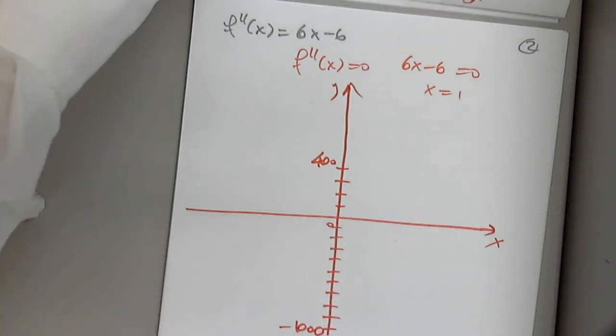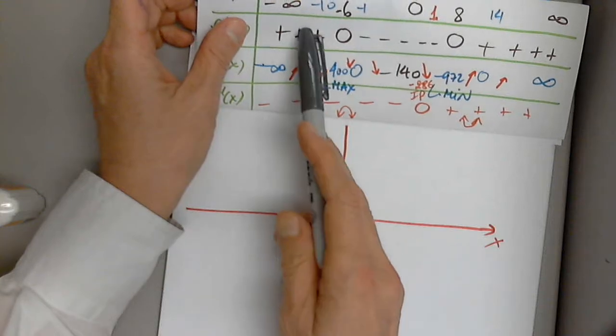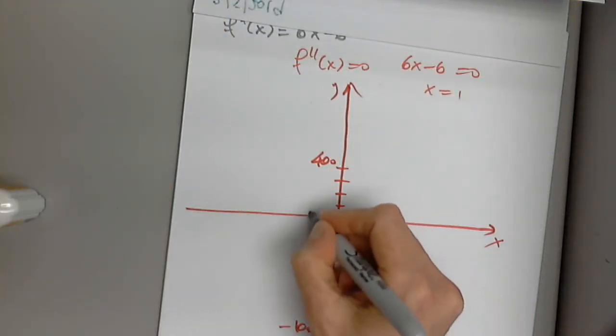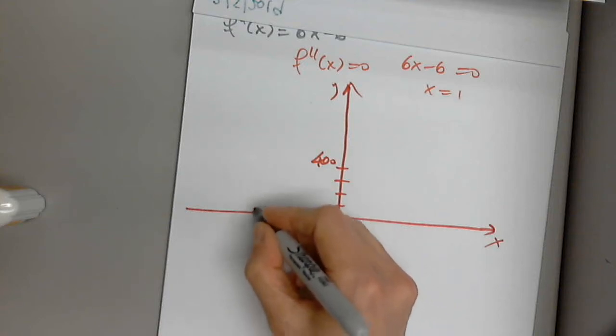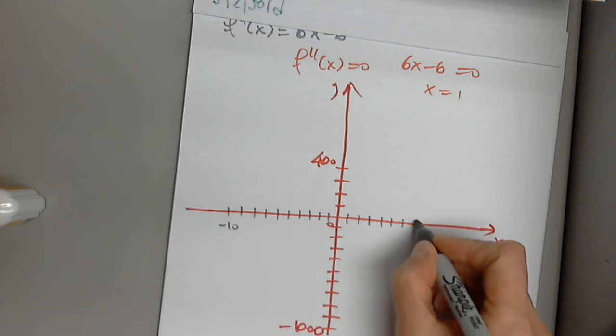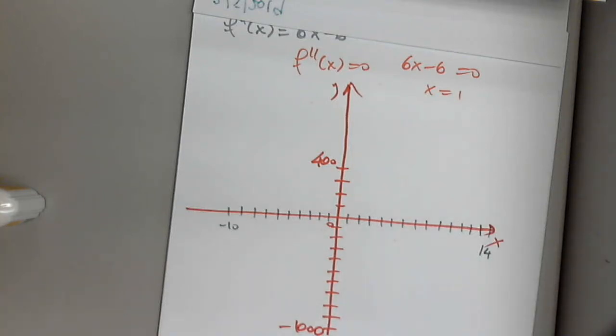Okay, on the x-axis, I have negative 10 and 14. From negative 10 to 14. Okay, 1, 2, 3, 4, 5, 6, 7, 8, 9, 10. 1, 2, 3, 4. Okay, ready?